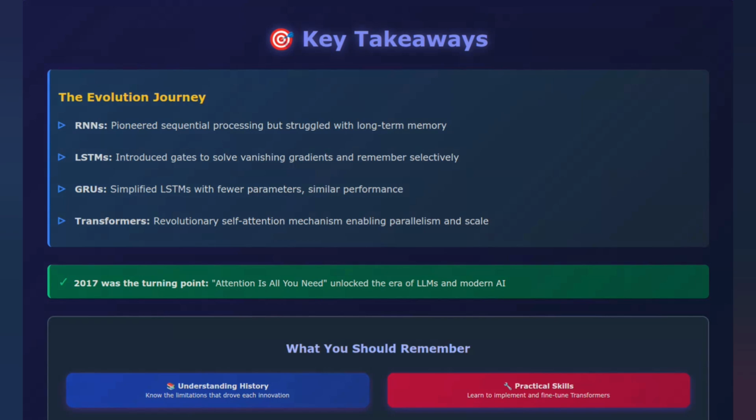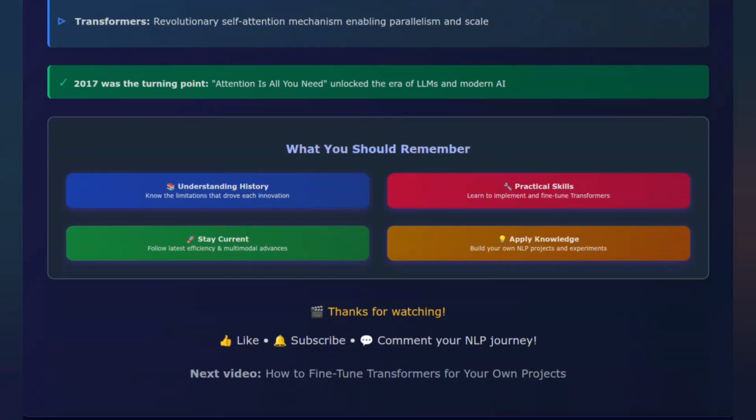Here's what you should remember. Understand the history. Know why each innovation happened. Build practical skills. Learn to implement and fine-tune these models. Stay current. The field moves fast. Follow the latest research. Apply your knowledge. Build projects, experiment, learn by doing. Whether you're a student, a developer, or just an AI enthusiast, understanding these fundamentals gives you a solid foundation to build on.